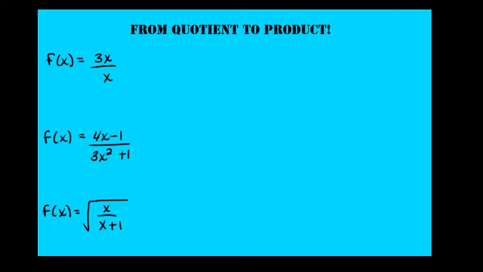In this video, I'm going to talk about how to take any problem using the quotient rule and transform it into a product rule. Now, the quotient rule can be very annoying because it can be really long and it can drag on, and I'd much rather use multiplication rather than division.